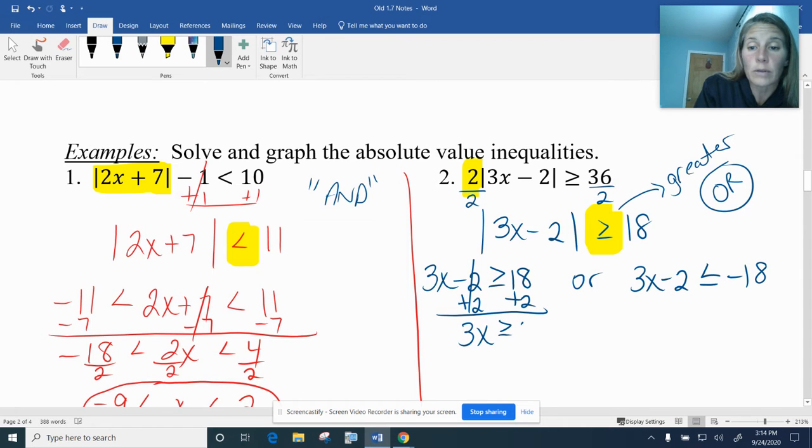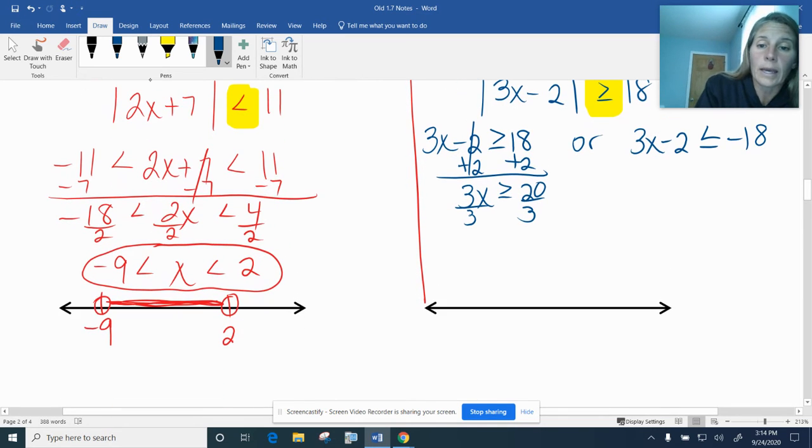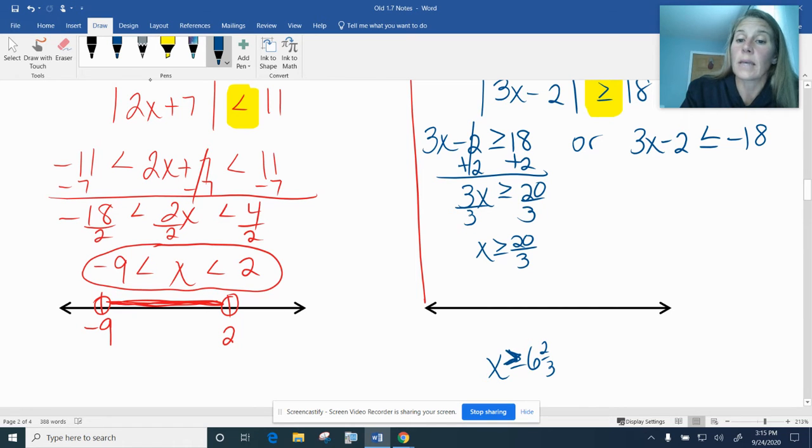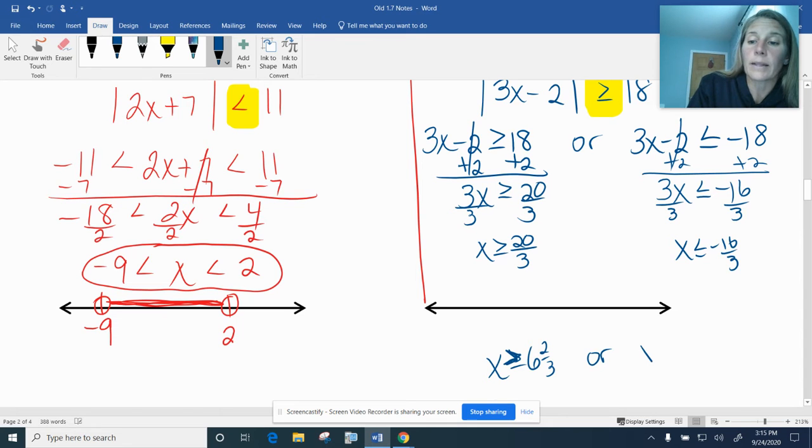So 3x is greater than or equal to 20. And I'm going to get x is greater than or equal to 20/3. And to write that with a mixed number, 3 goes into 20 six and 2/3 times. Okay, then on this side over here, I would add my 2 to that negative 18. 3x is less than or equal to negative 16. And x is less than or equal to negative 16 over 3. And if I want to write that with a mixed number, just so I have a better idea of where it goes on my number line, it would be negative 5 and 1/3.